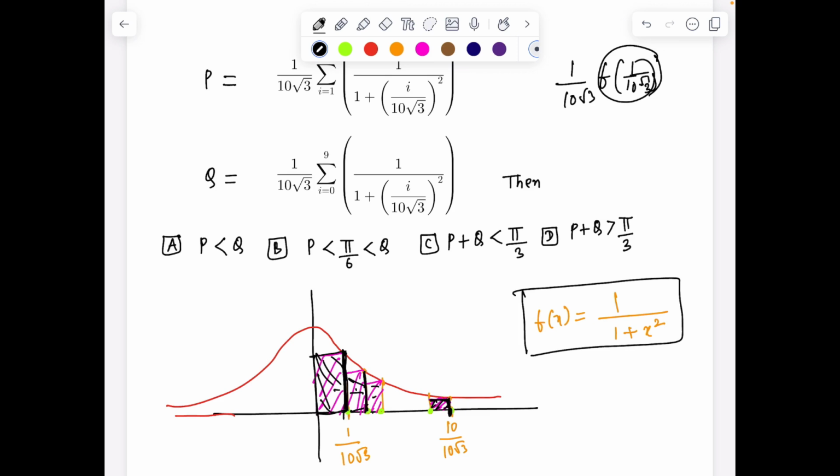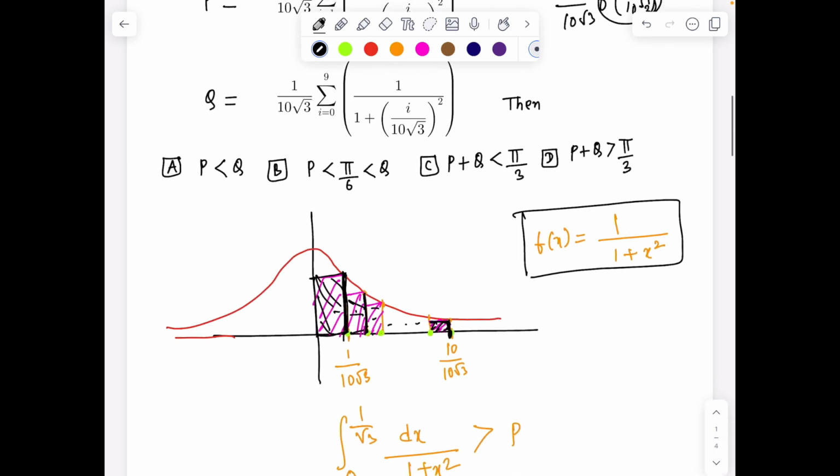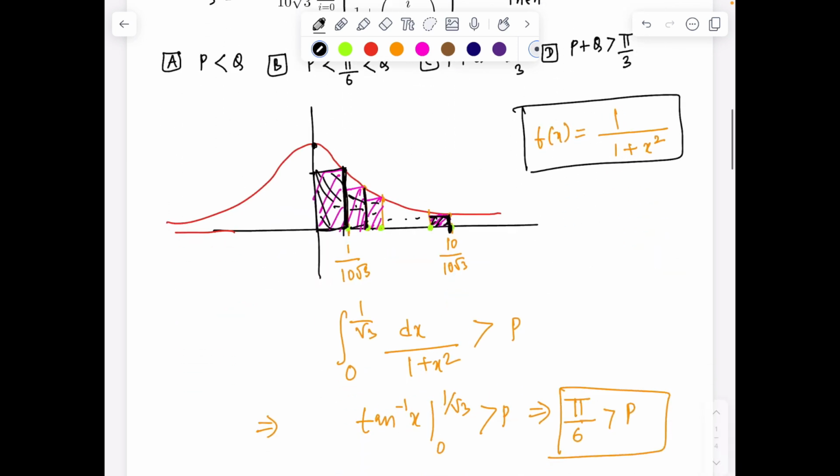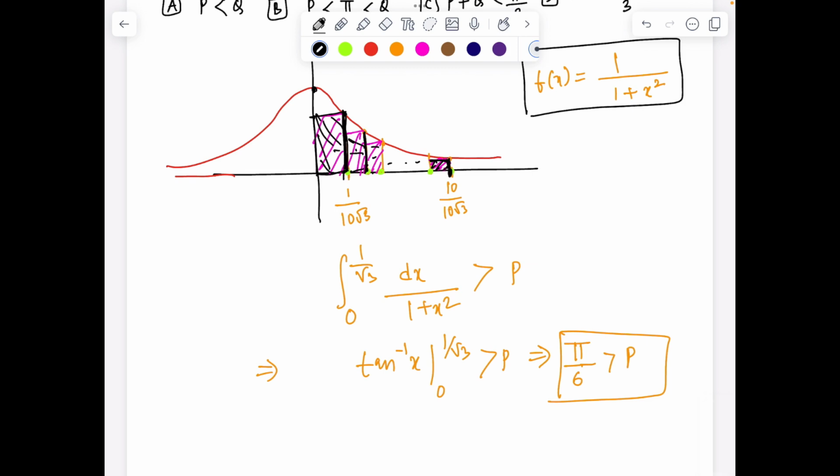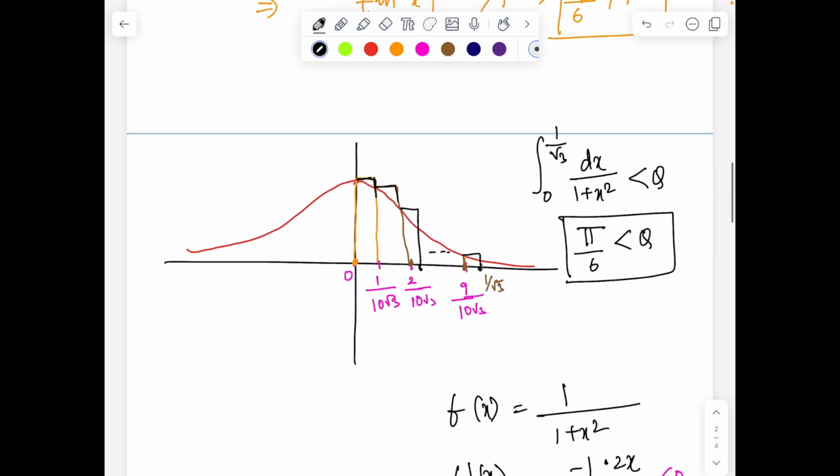These are small chunks. As you can clearly see from the nature of the curve, if I add all these smaller rectangles, the sum will definitely be lesser than the area of the curve bounded from 0 to 10 by 10 root 3. And that's what I've shown here. So that shows the P value will definitely be lesser than pi by 6.